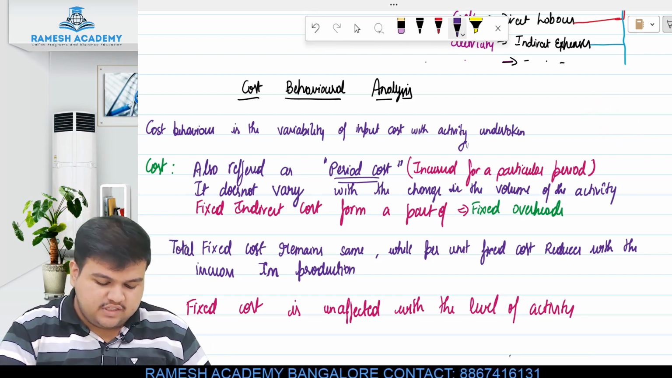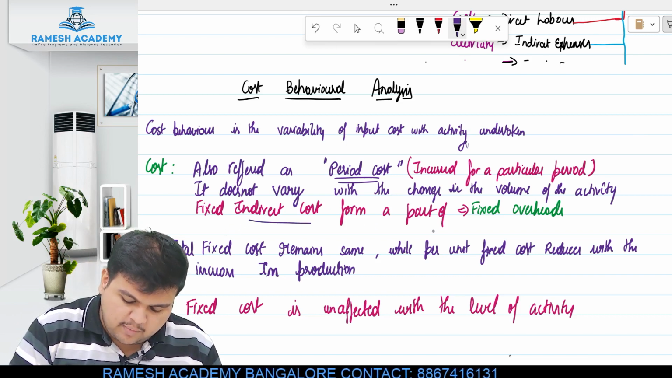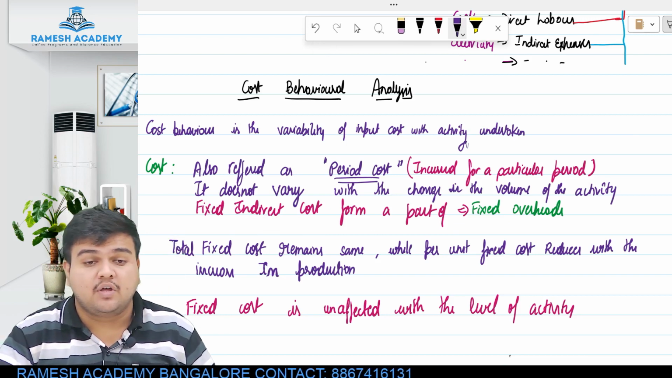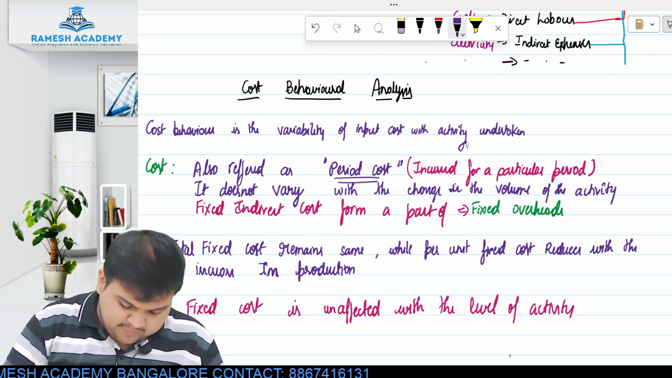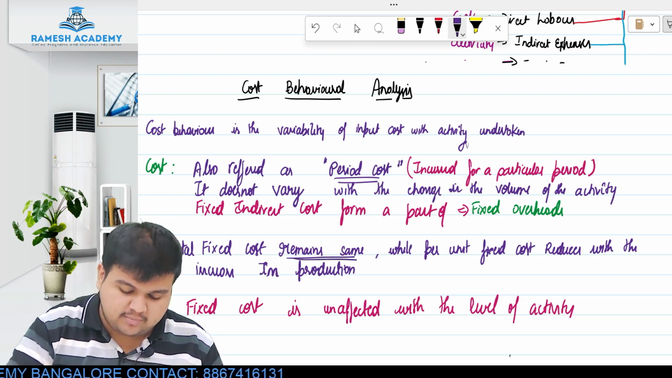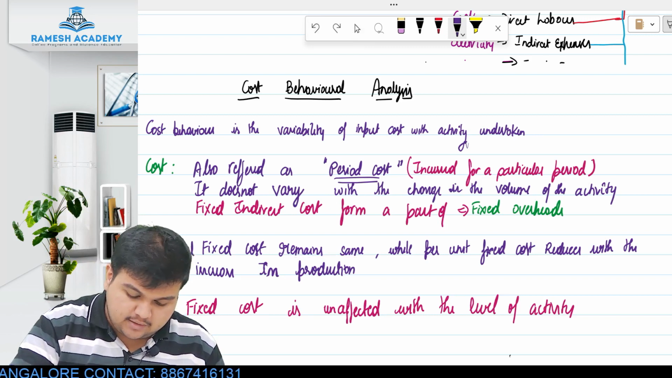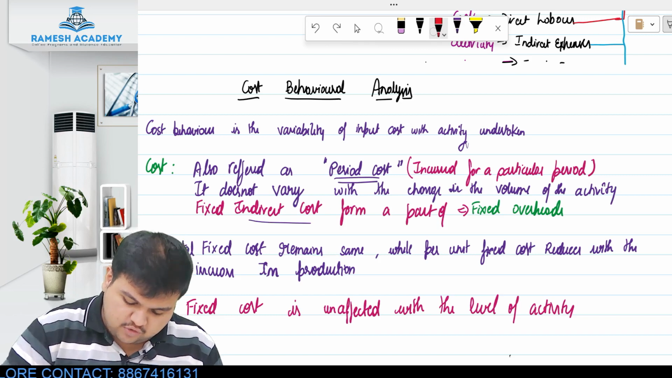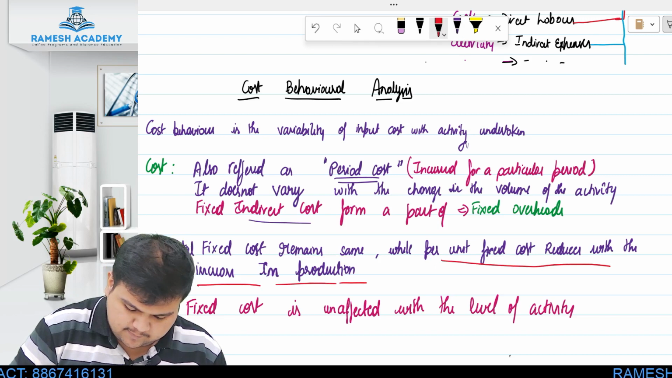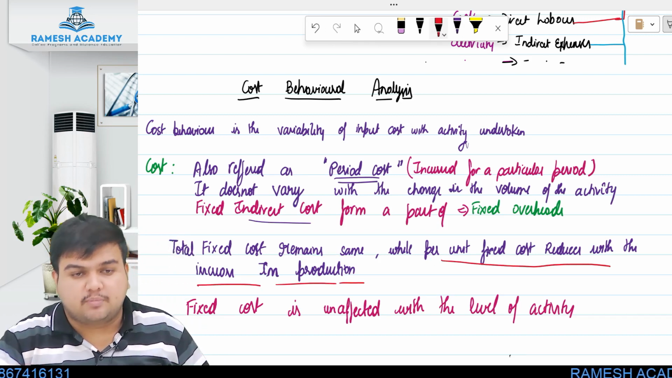Then fixed indirect cost form a part of fixed overheads. Just remember, fixed indirect cost form a part of fixed overheads. Here the main thing you need to remember, total fixed cost remains same, but the fixed cost per unit reduces with the increase in the production.